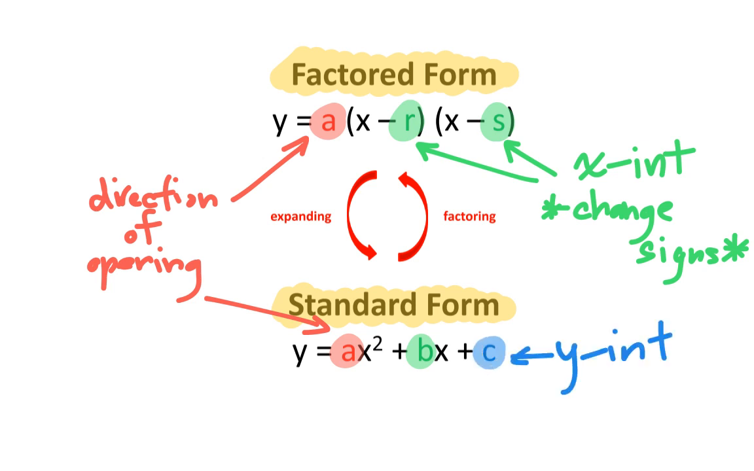The variable of b doesn't really tell you anything useful about the parabola, and the variable of c tells you the y-intercept. You can convert factored form to standard form using the process of expanding, and you can change standard form back to factored form using factoring. Today we're going to be focusing on expanding.